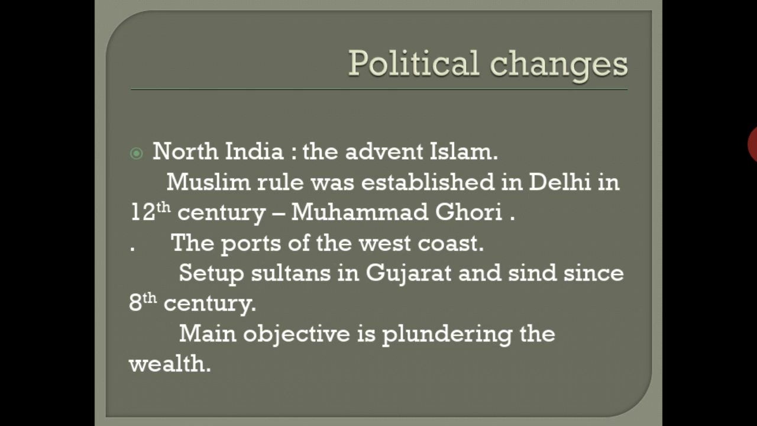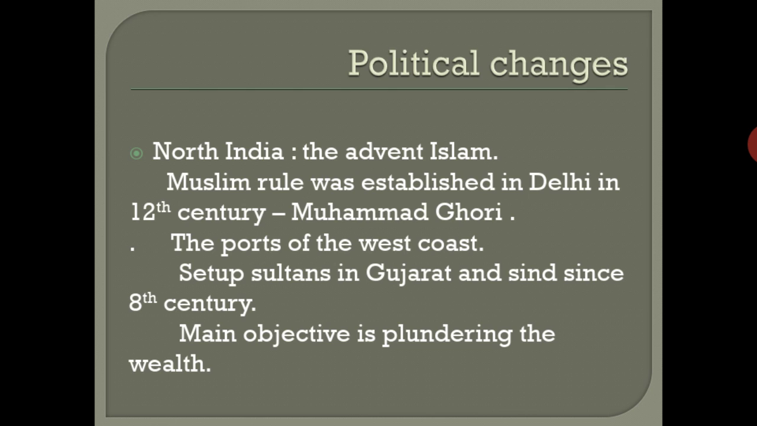At the same time, Arab Muslims were doing some trading on the west coast, especially in Kerala, in the 9th century. Similarly, Muslim invaders from West Asia had set up the Sultanates of Gujarat and Sindh. When they were doing the trade, at the same time in Gujarat and Sindh, they set up sultanates, kings, kingdoms.